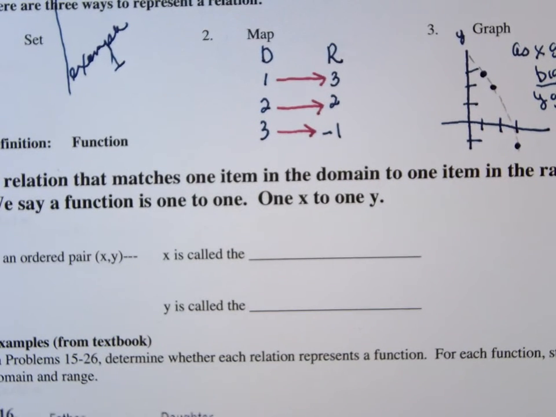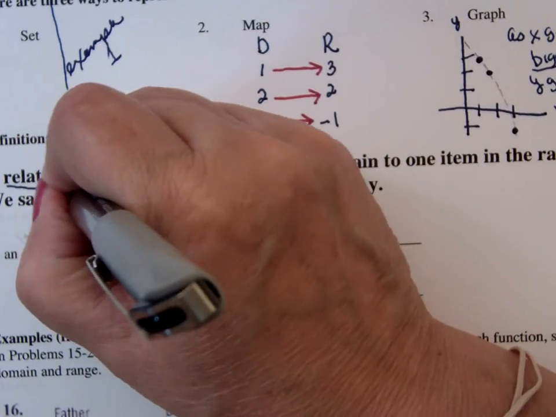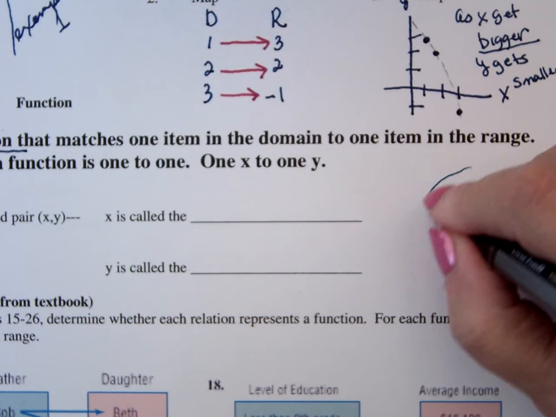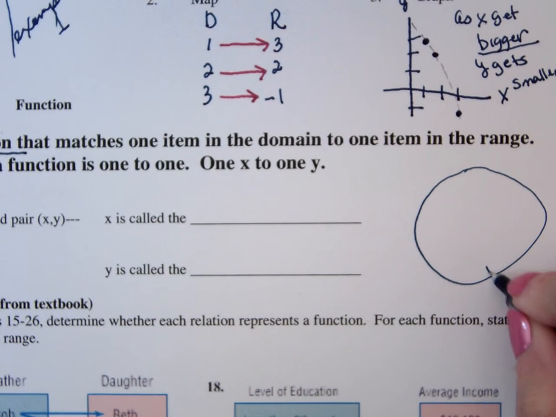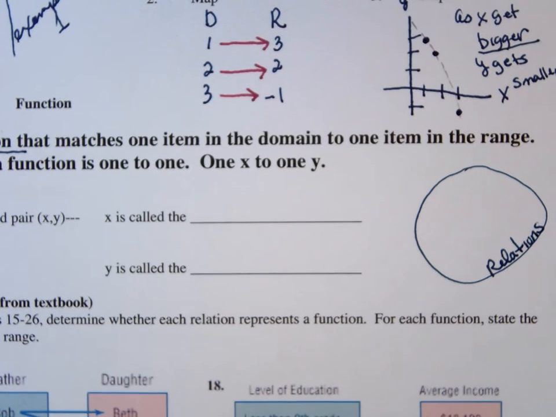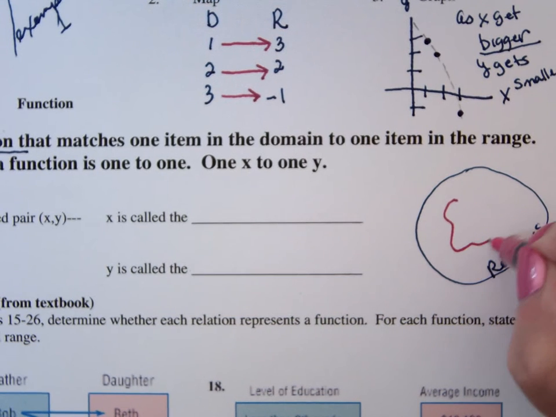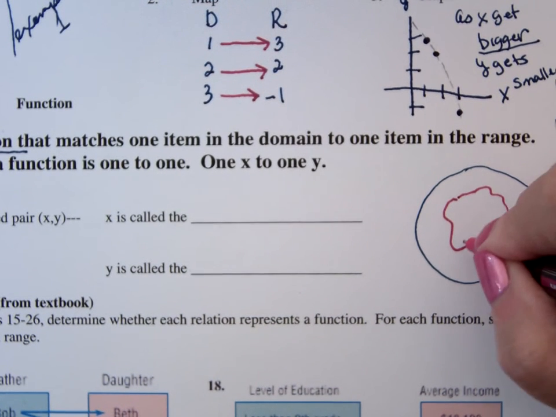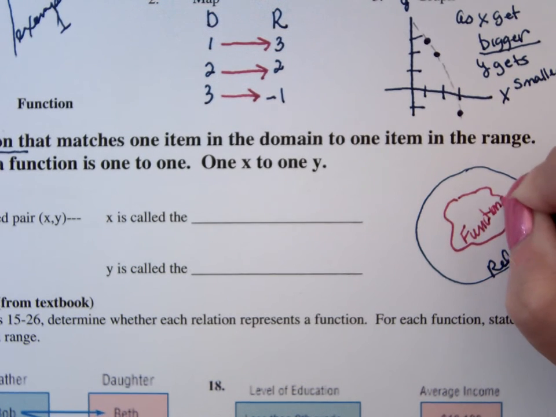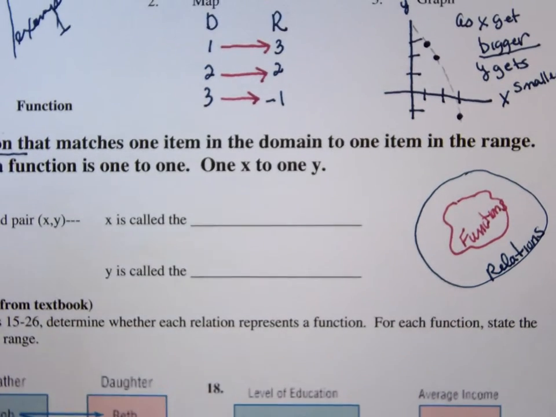A function is a relation. Essentially what we do is we take the set that has all relations in it, and then we carve out a piece that has special properties, and that piece we call functions. So every function is a relation, but not all relations are functions.